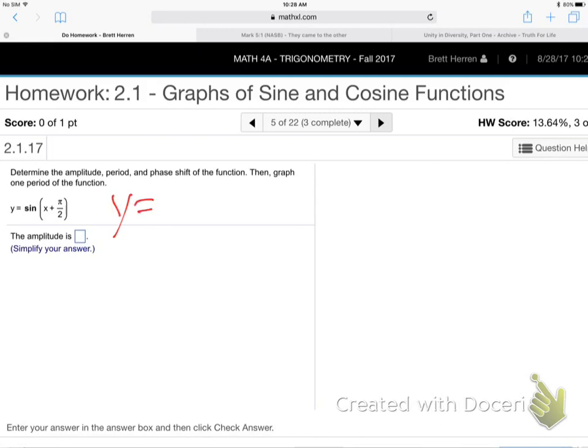So we've got y equals sine of x plus pi over 2.